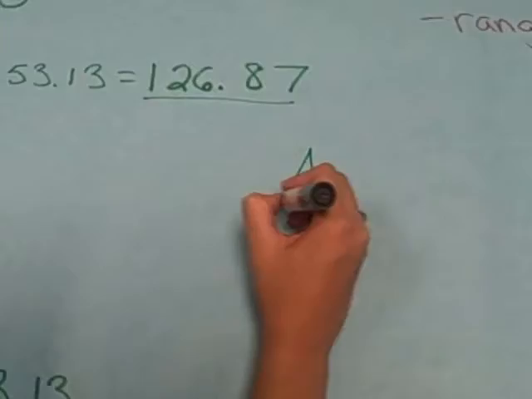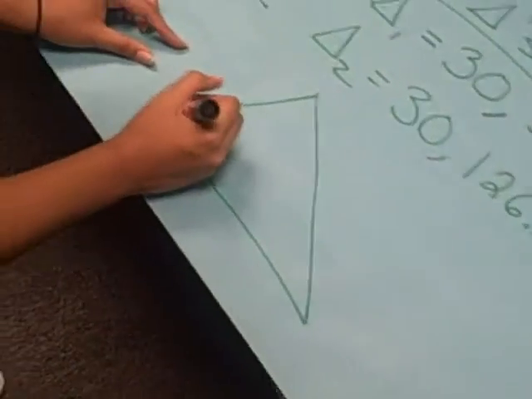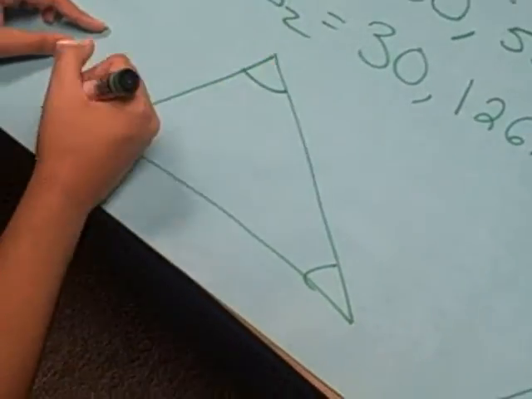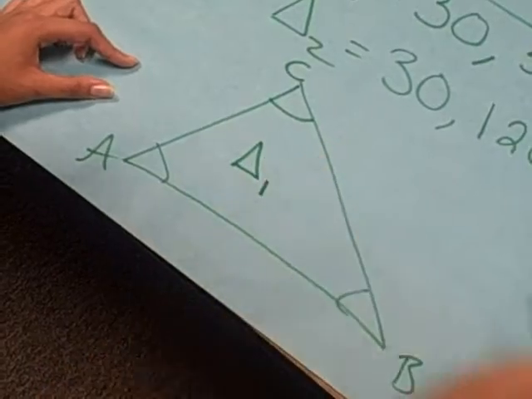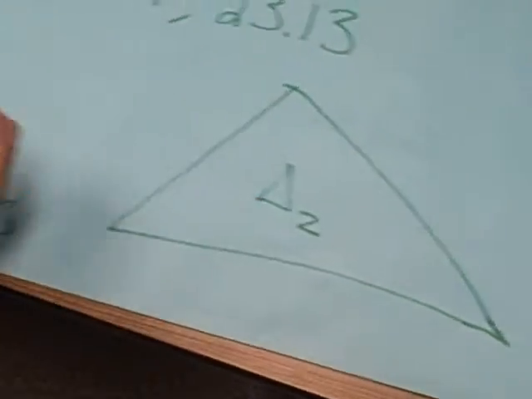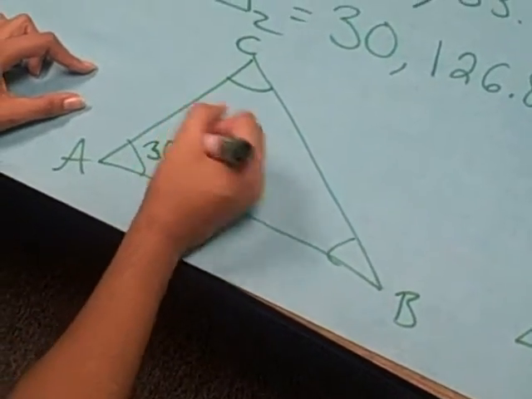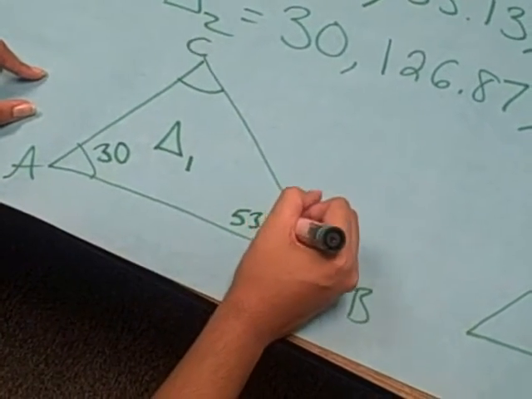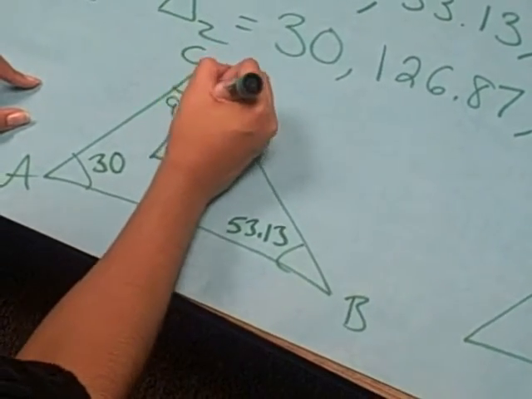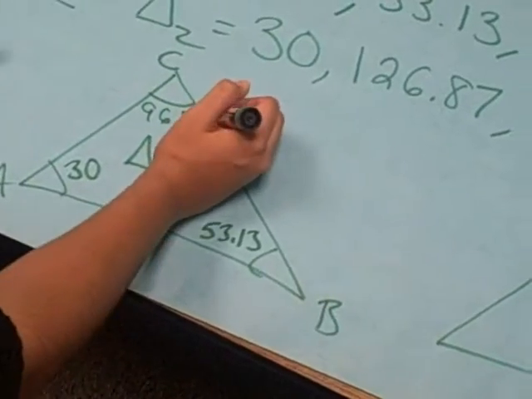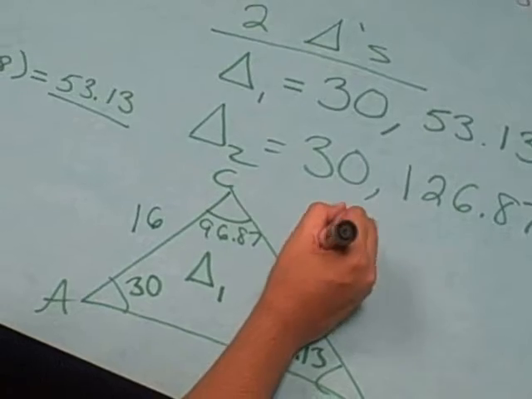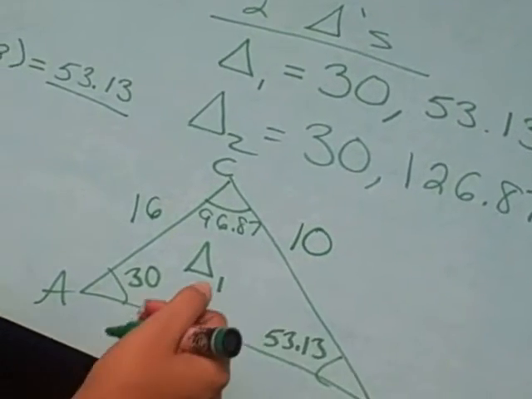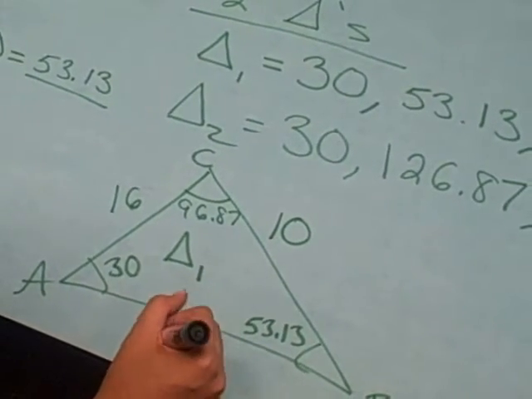So, triangle 2, you have your angles A, B, and C. Triangle 1, triangle 2, A equals 30, B equals 53.13, C equals 96.87. And we know from the given problem that little b equals 16 and little a equals 10. And you just go through with the law of sines to find out little c right here.